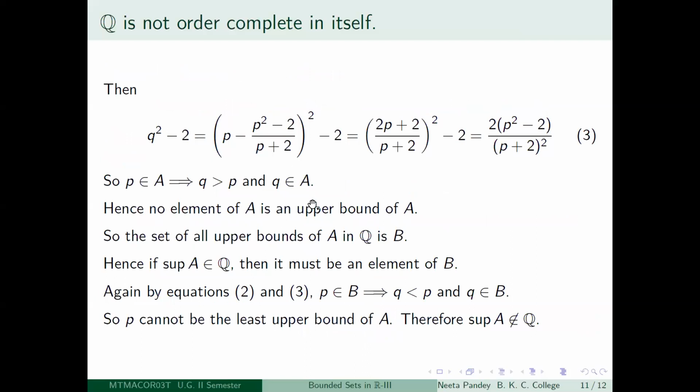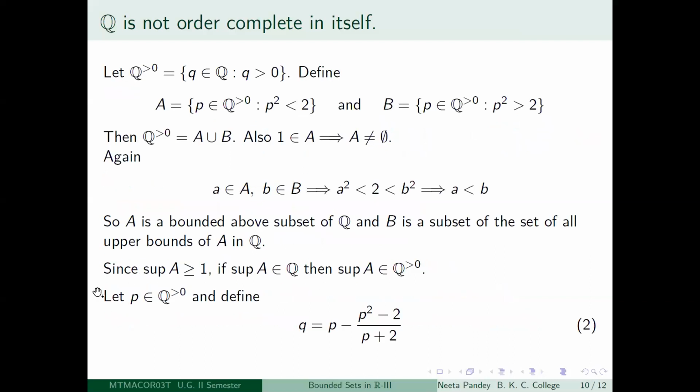But again, that is what I have mentioned here. Hence, if supremum A belongs to Q, then it must be an element of P. So now suppose that P belongs to B. Here, if P belongs to B, then P squared minus 2 is positive. P squared minus 2 is greater than 0. So therefore, what is Q? Q is P minus a positive number.